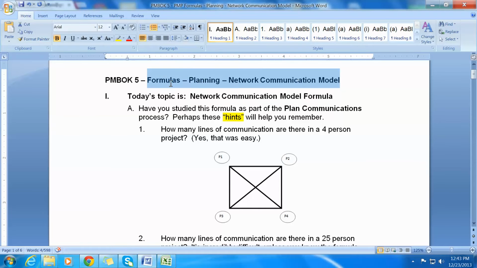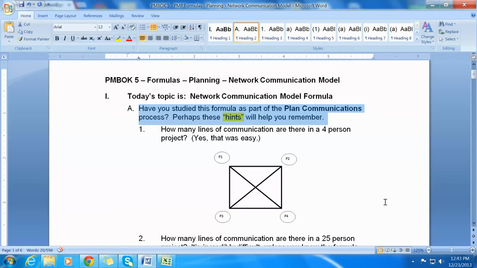If you've been following my YouTube videos, you'll notice that I've been doing quite a few videos regarding PMP formulas. This one just happens to be from the planning process. So, returning to this concept, have you studied this formula as part of the plan communications process? Perhaps these hints will help you remember.